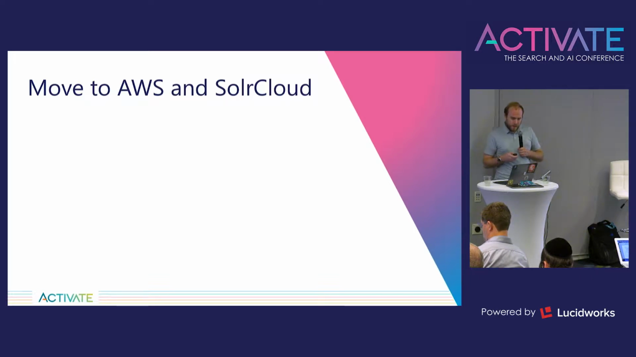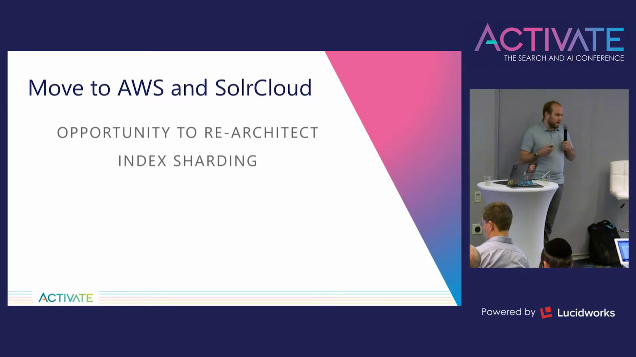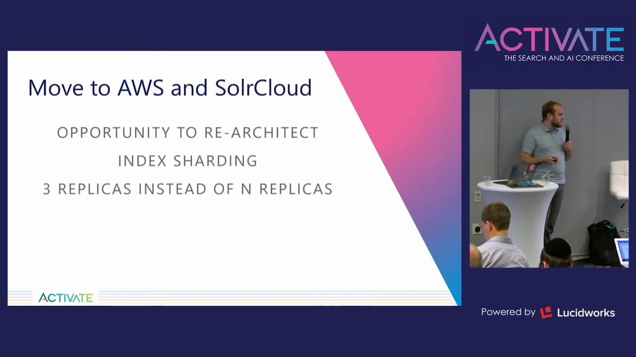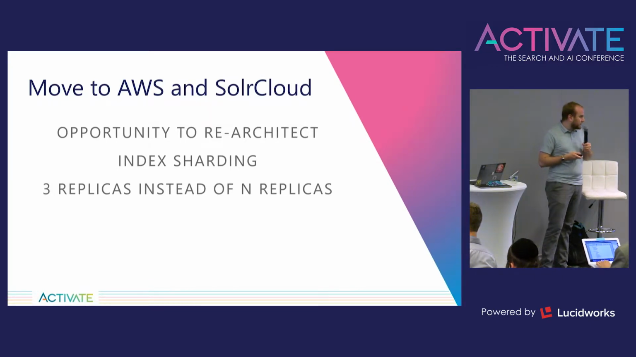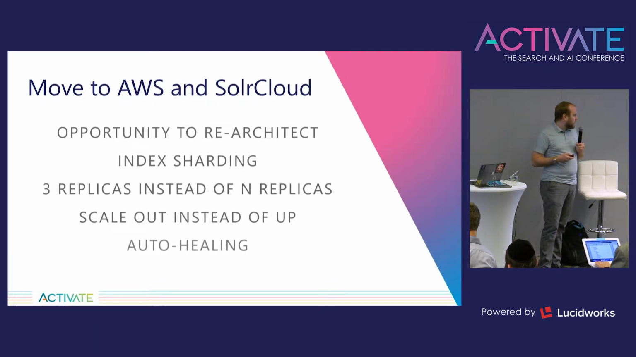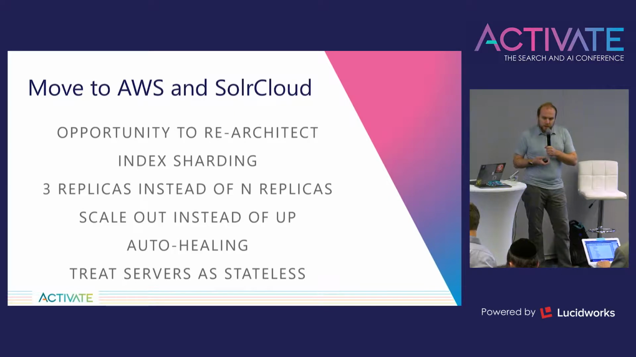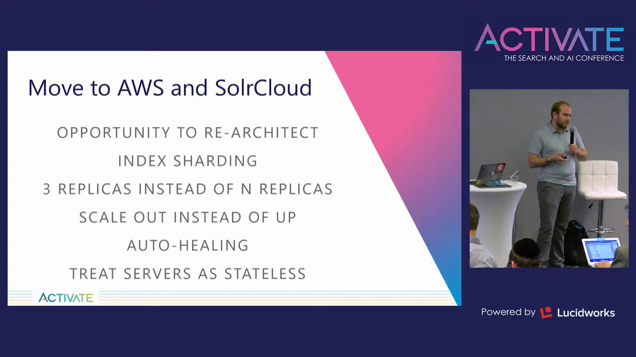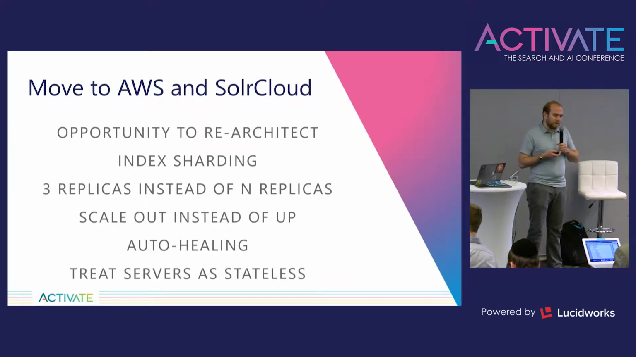So that got us index sharding, 3 replicas instead of n replicas, SolrCloud replicas instead of slaves, scale out, auto healing, and the opportunity to treat servers as stateless. As we were hinting at before we started this talk, we're trying to get into more of that mode of operating stateless servers, where we don't have to really log on to them to do anything, and we can just terminate them if they ever start being problematic.